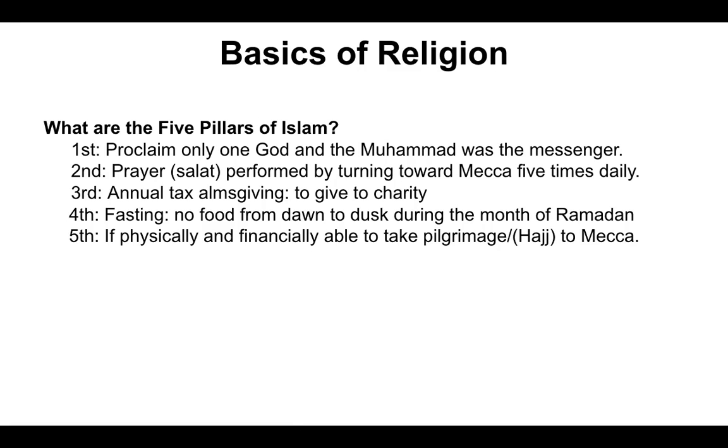So that relates to an image that we'll see today. We have annual taxation and giving to charity, so that's almsgiving. Fasting during the time of Ramadan. And then if you're physically and financially able, you should take at least one pilgrimage in your life to Mecca. So those are the 5 pillars of Islam. If you didn't get all of that down, focus on one God and Muhammad as messenger, prayer, almsgiving, fasting, and then the Hajj as the important key elements.